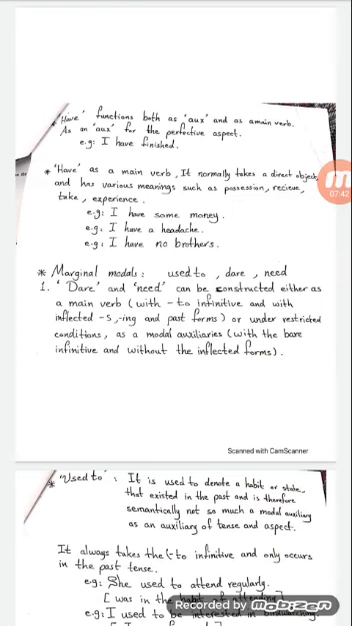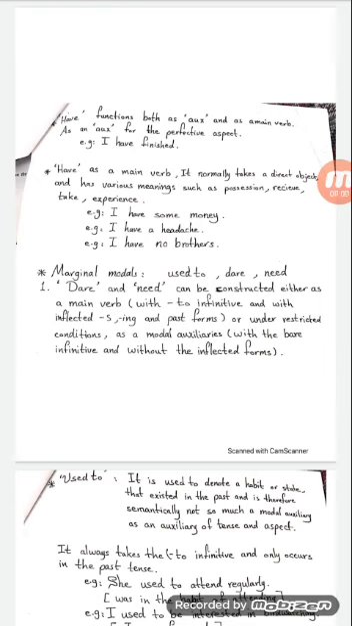Have as a main verb normally takes a direct object and has various meanings such as possess, receive, take, experience. I have some money, I possess some money. I have a headache, I have no brothers. I have a car, this means that I own a car.